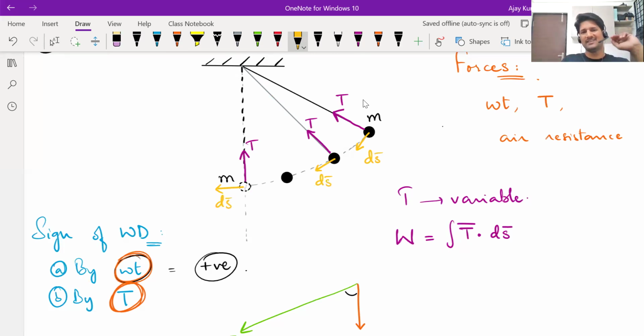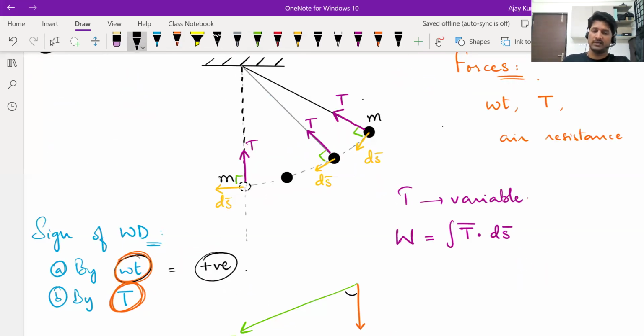Now tell me, what is the angle between tension T and displacement ds at any instant? Any position, what is the angle between them? 90 degrees. Tension is along the radius. Displacement is along the tangent. You know radius is always perpendicular to the tangent. So the angle between tension and displacement is always 90.